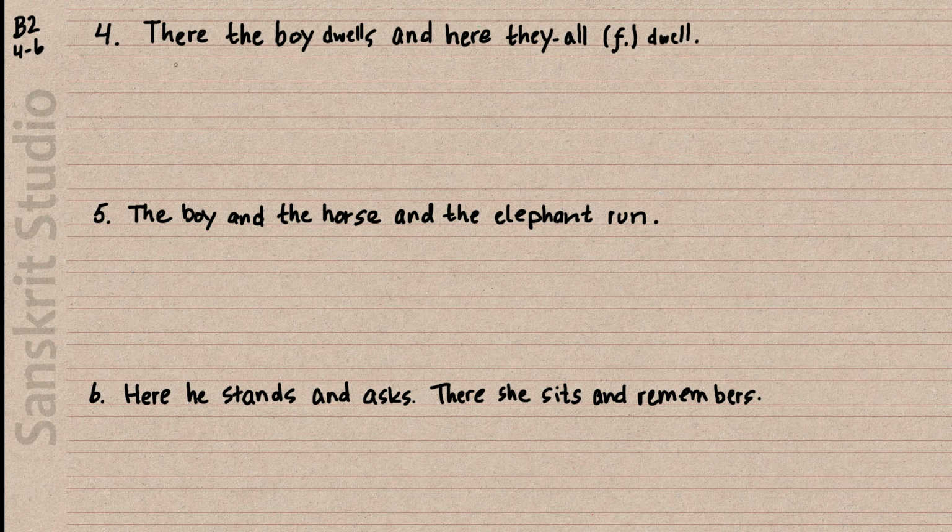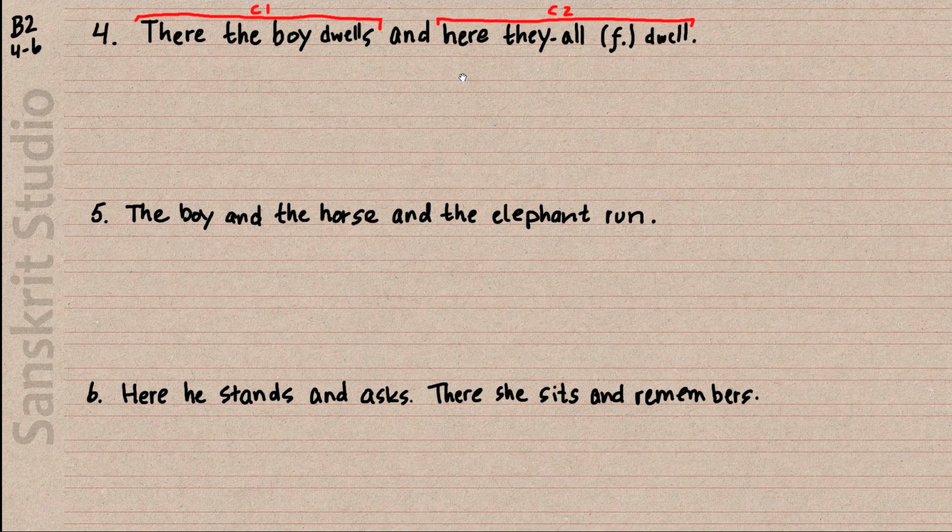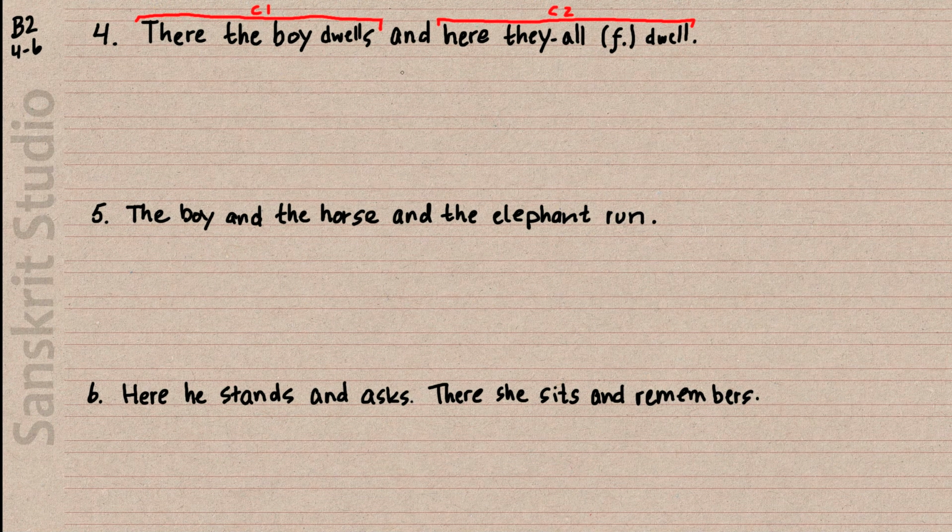Okay, so number 4, there the boy dwells, and here they all F dwell. And so first is the conjunction here. What role does it play? It plays a clause connection role. Clause connection. So it will have a syntax C. Clean that up a little bit there. Okay, like that. Restore the screen.